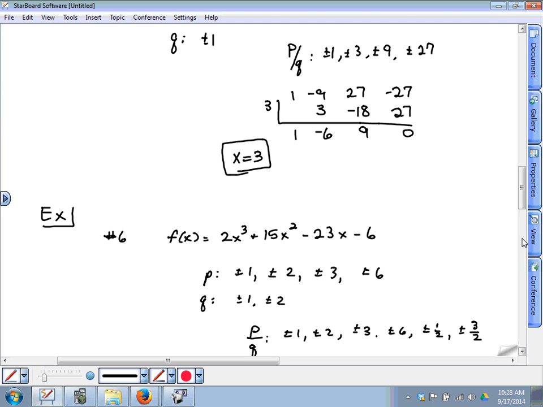Okay. So that's one part of what you have to show on your worksheet, this list right here, the p over q. You have to find the rational. Now we have to find which one of those work. Are all of those rational?